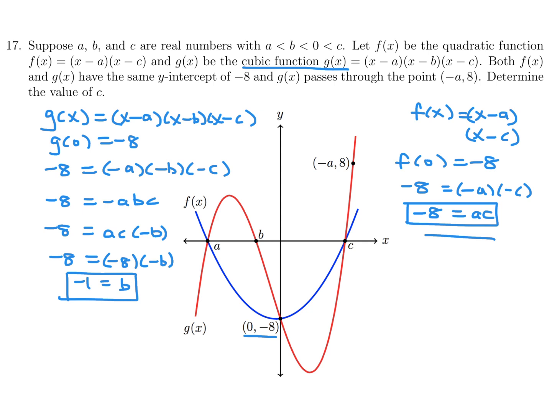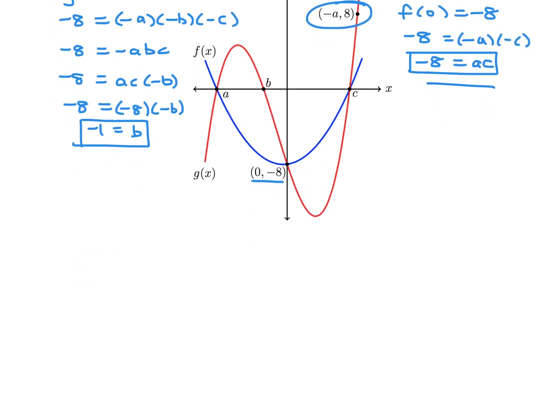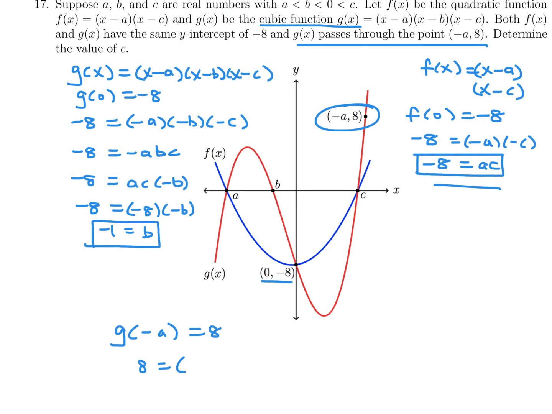Okay, where do I go from here now? So I think now we got to use that point. And that point is only on the cubic function. Yeah, it's only on g at x. Okay. So therefore, g at minus a is 8. So therefore, 8 is equal to, what was g at x? Oh, this guy. That one up there. Okay. So I'm using minus a, right? So minus a minus a, minus a minus b, and then minus a minus c.